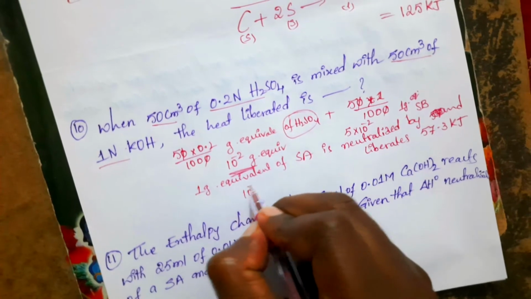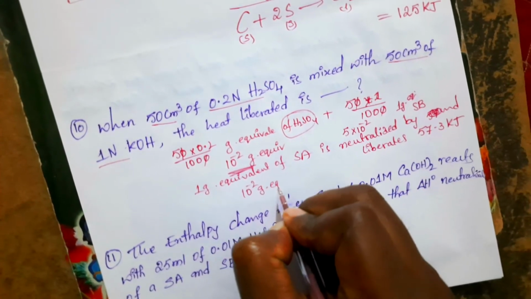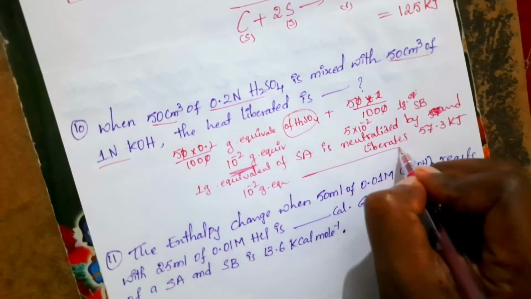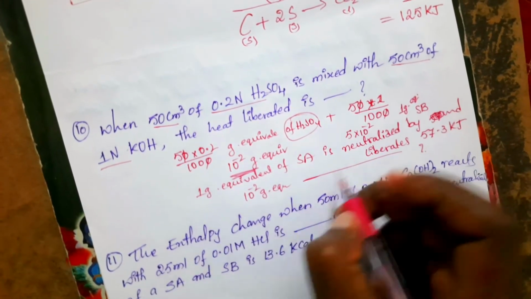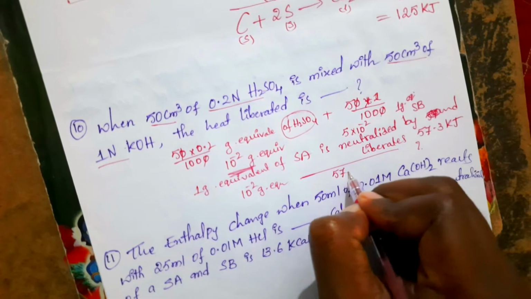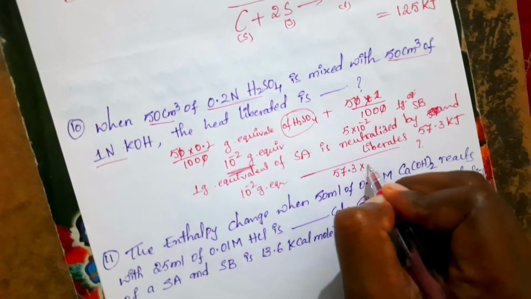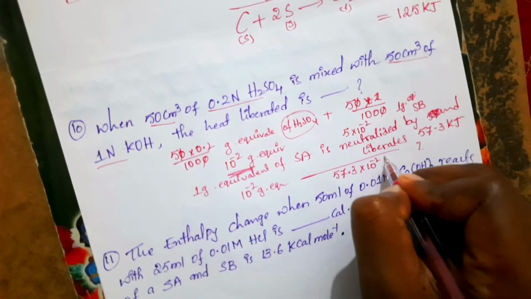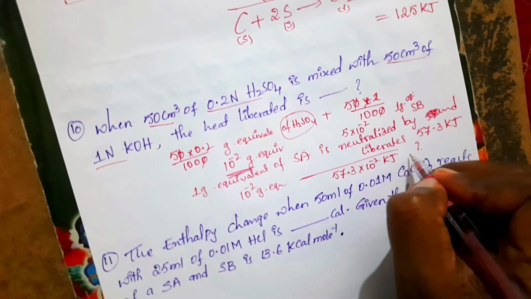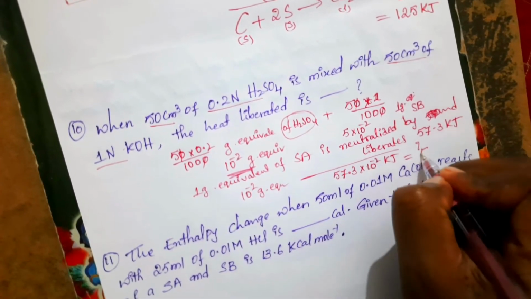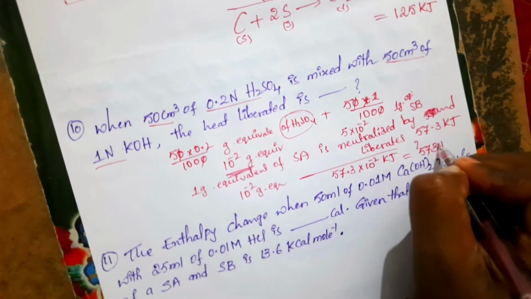For 10 power minus 2 gram equivalent, how much it will be? That is for 1 gram equivalent 57.3. For 10 power minus 2 it will be 57.3 into 10 power minus 2 kilojoules it is. So in terms of joules you take, it is nothing but 573 joules. Is that clear?